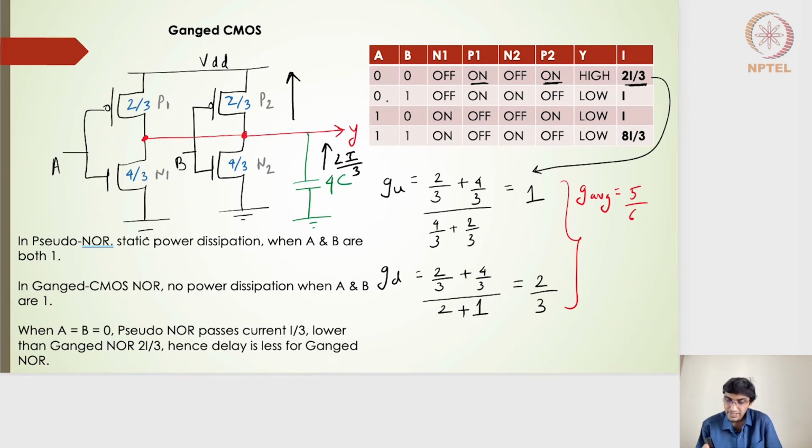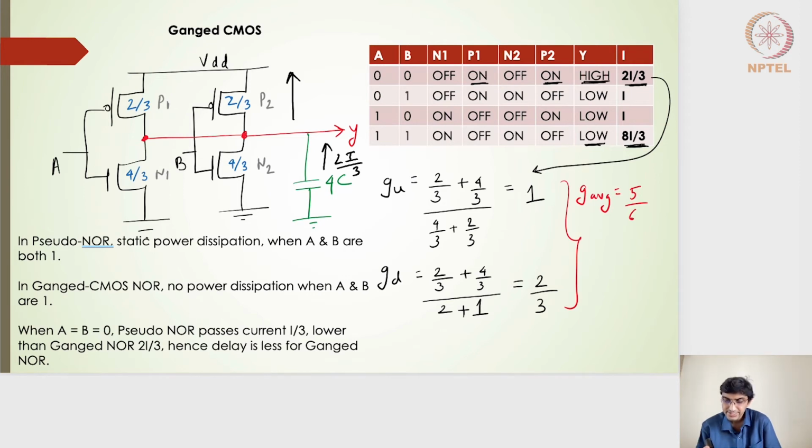Okay. Let's take the other extreme as an example. When A and B are 1, that means the NMOS transistors are on and the PMOS transistors are off, and thereby the capacitor is going to discharge with a current of 4I by 3 on one branch and 4I by 3 on the other branch. So the total current is 8I by 3, right? So the logic will be low. Here the logic was high.